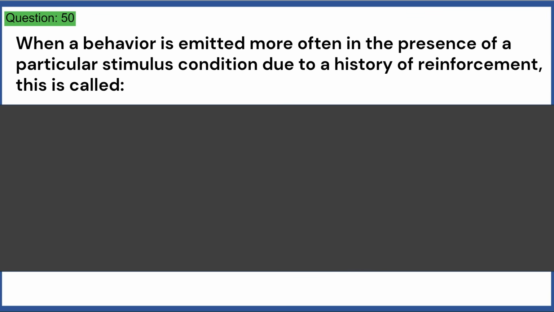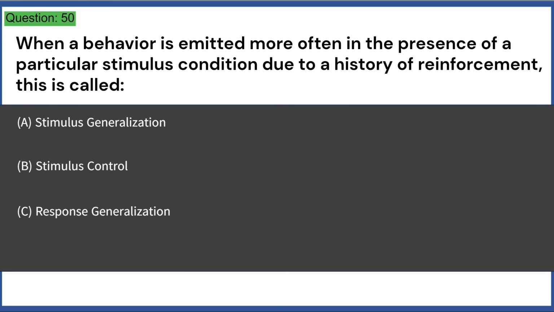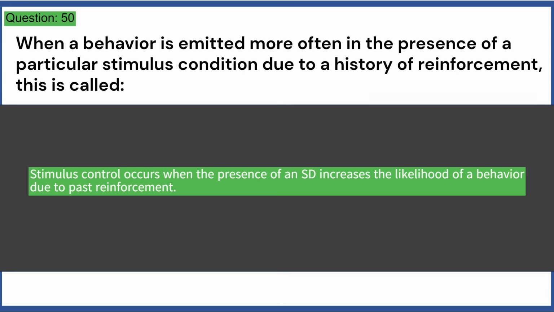When a behavior is emitted more often in the presence of a particular stimulus condition due to a history of reinforcement, this is called: A. Stimulus generalization. B. Stimulus control. C. Response generalization. D. Motivating operation. Answer B. Stimulus control occurs when the presence of an SD increases the likelihood of a behavior due to past reinforcement.